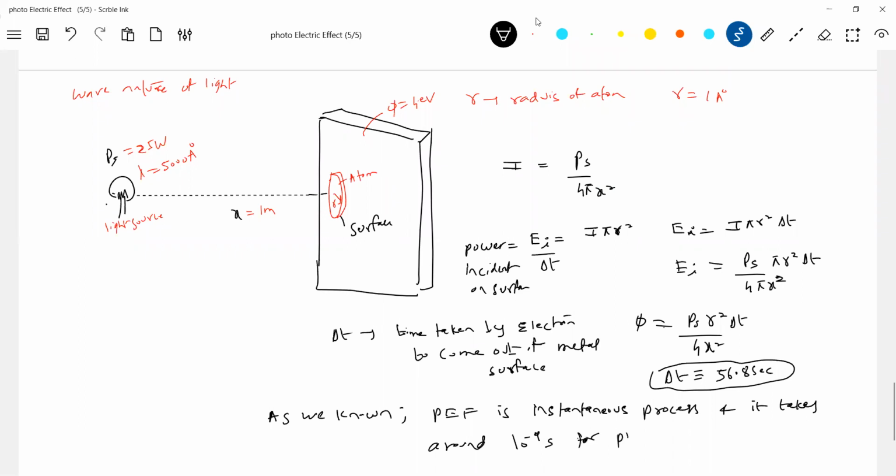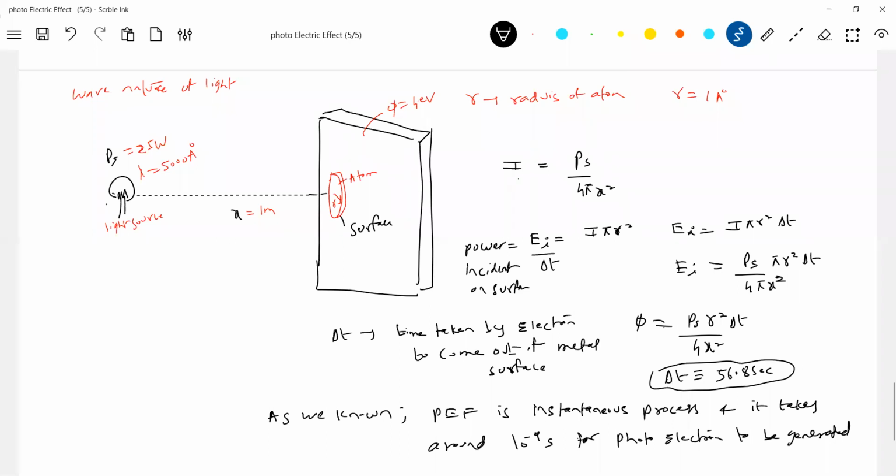for a photoelectron to be generated. So there is nothing wrong with our mathematics. What was wrong? The light will not behave like what we are thinking. It will not behave like a wave, because I'm defining intensity.